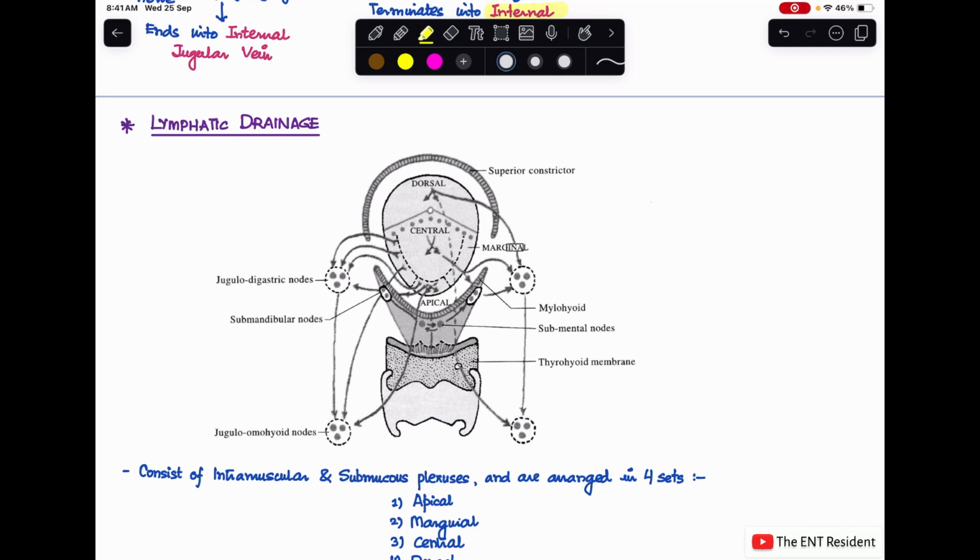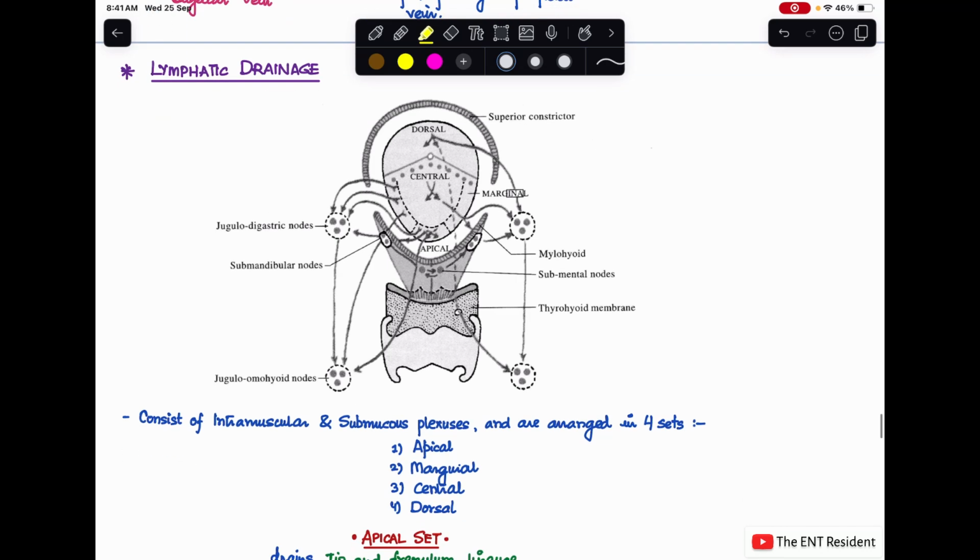The lymphatic drainage consists of intramuscular and submucosal plexus, and they get arranged in four sets. As you can see over here, this is the apical drainage, there is the marginal drainage, there is the dorsal drainage, and there is the central drainage. So, this is the drainage of the tongue. There are four groups. Now, we'll talk about each group.